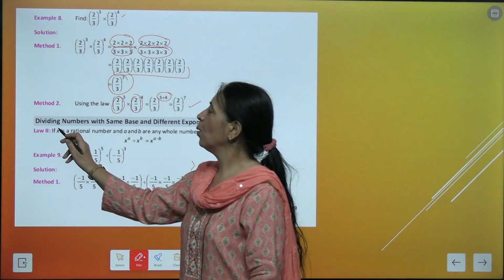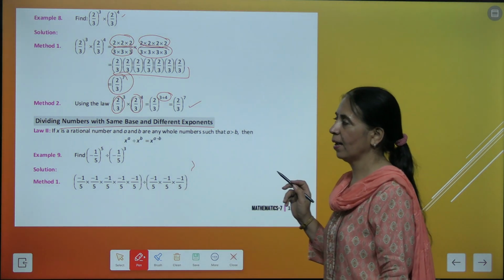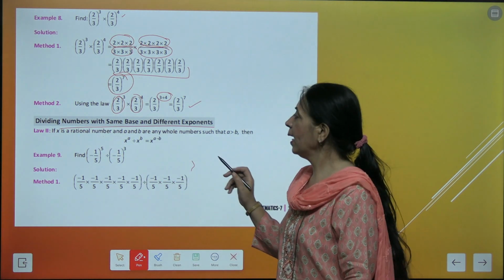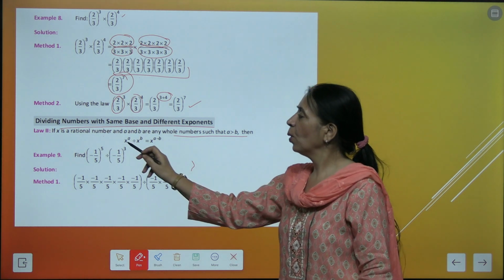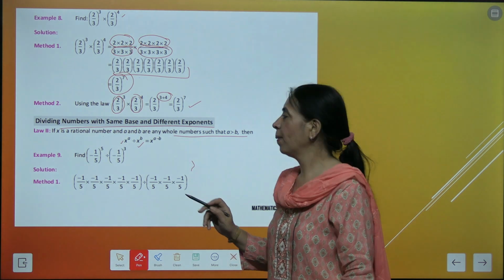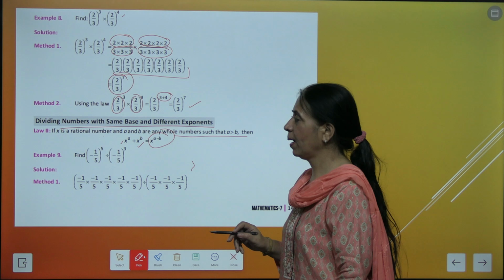Now learning about dividing numbers with same base and different exponent. So if x is a rational number and a and b are any whole number such that a is greater than b, so x raised to the power a divided by x raised to the power b is equal to x raised to the power a minus b.